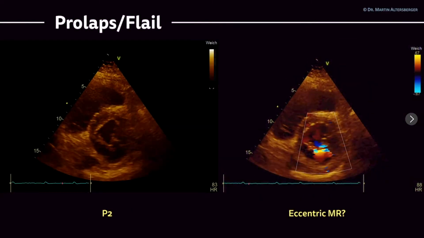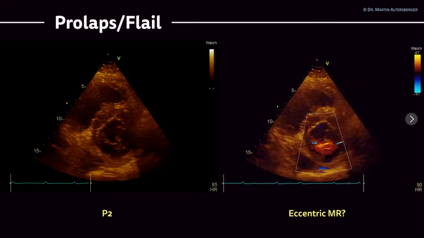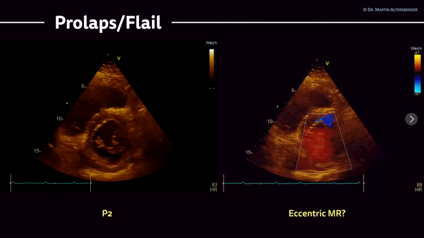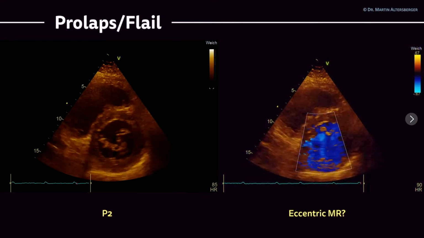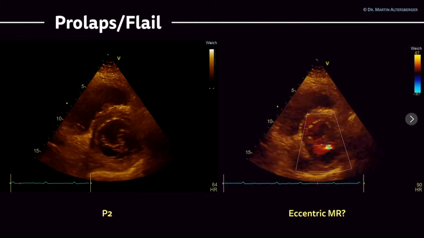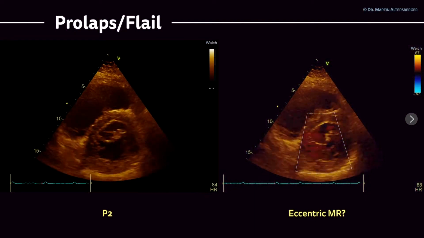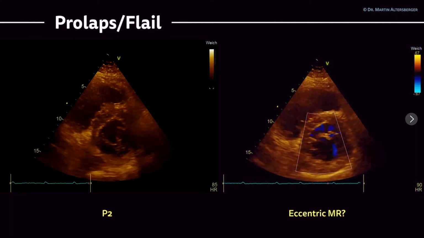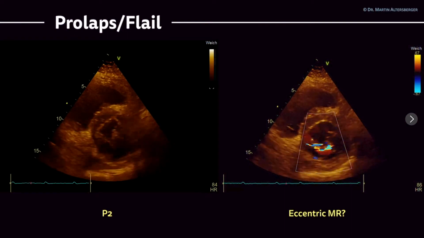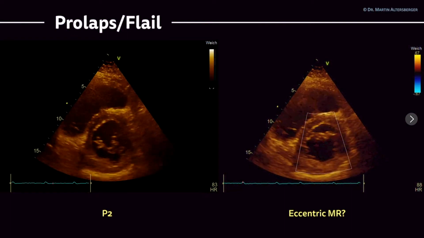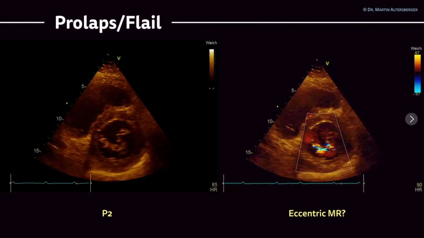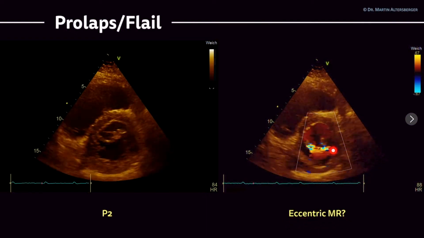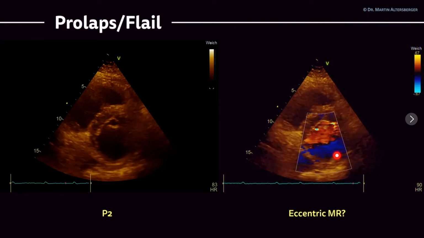In this example, we have a parasternal view of the mitral valve again. We have the anterior and the posterior mitral valve leaflet, and in the B-mode image, we already see that there is a problem with the P2 segment of the mitral valve. So in these views, you also can differentiate if there is a prolapse of the mitral valve or even a flail leaflet present.